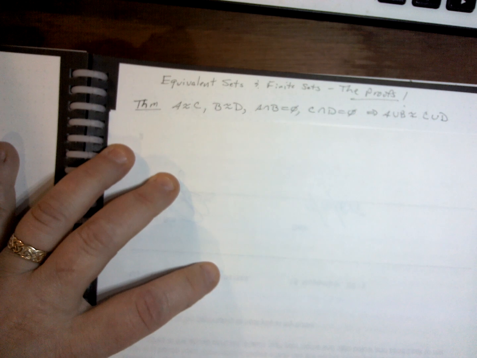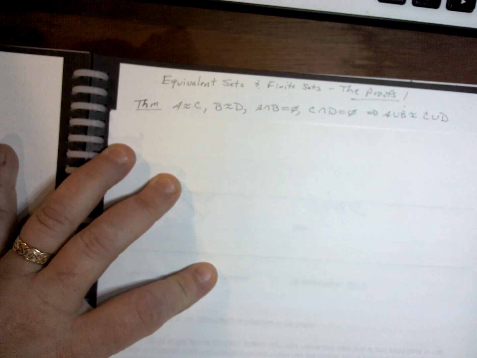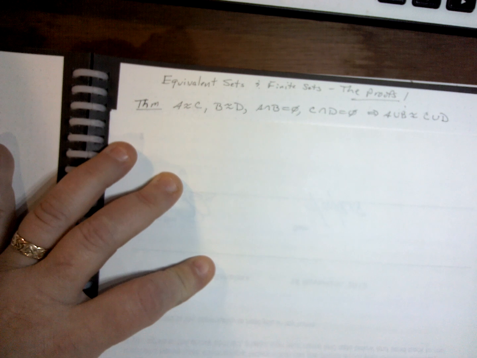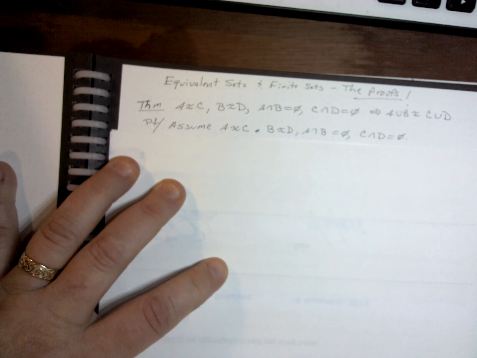The proofs. The first theorem is: if A is equivalent to C, B is equivalent to D, A intersection B is empty, and C intersection D is empty, then A union B is equivalent to C union D. So let's assume all that stuff. Assume. Now, what does this mean?